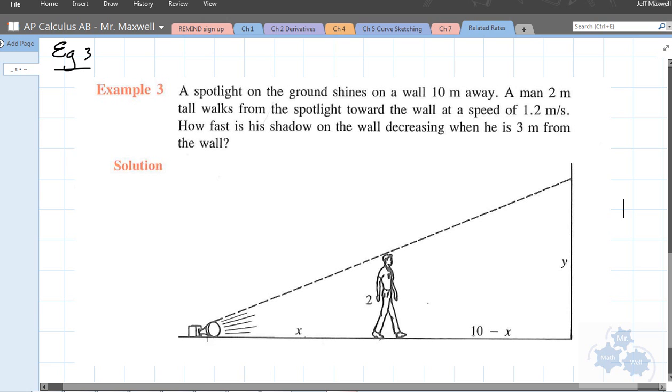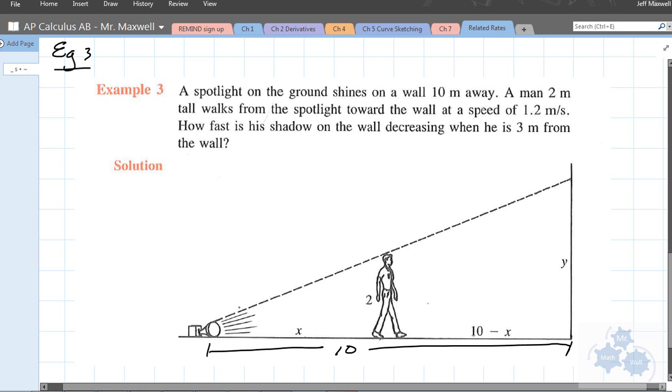So, spotlight is on the ground. Man is 2 meters tall and walking towards the wall. Now, do we know exactly where the man is? No. We don't know where he is, but do we know about the fact that we have 10 meters from here to here? Let me draw that on there. Because you might wonder where there's x and 10 minus x. So this is 10 meters. The spotlight here is 10 meters away.